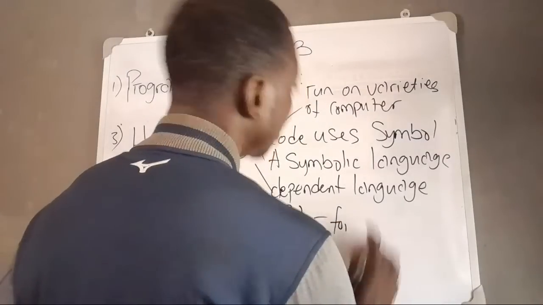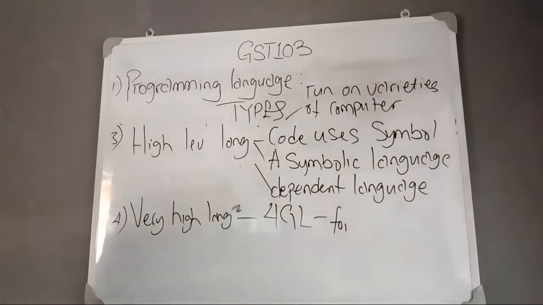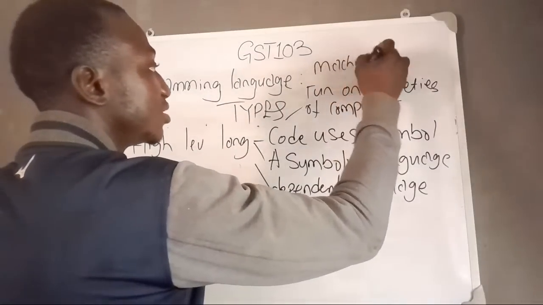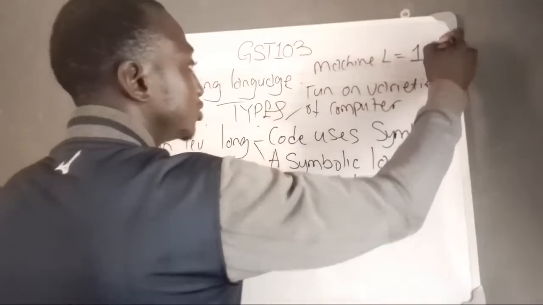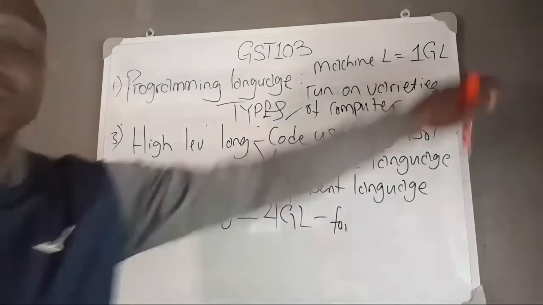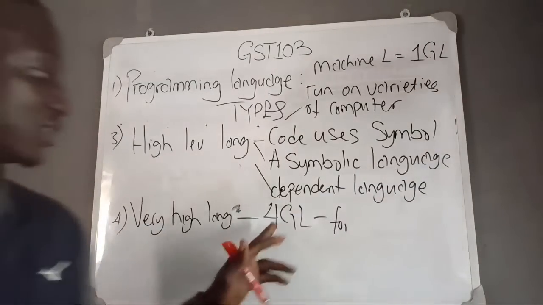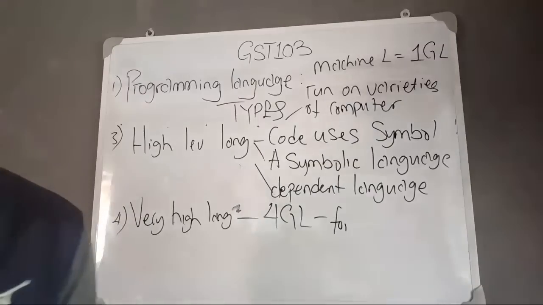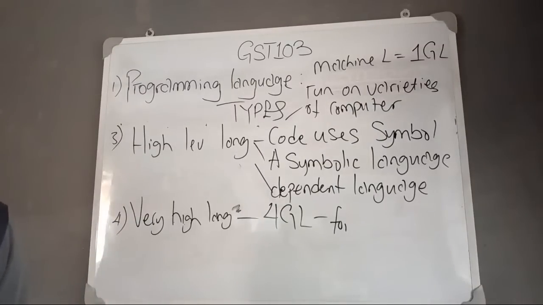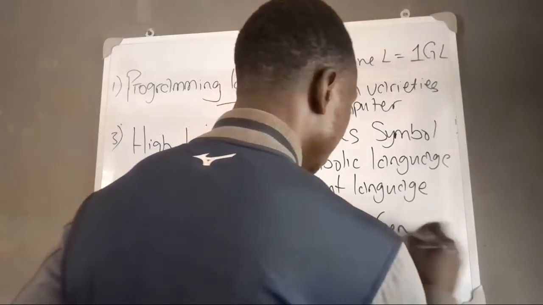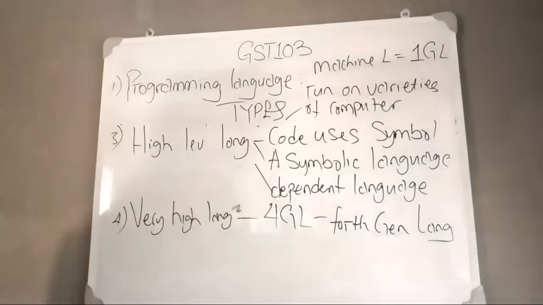So that means our number one is actually machine language. Machine language is equal to first generation, 1GL. Please let's take note of that. Machine language is 1GL and very high language is 4GL, which means fourth generation language.